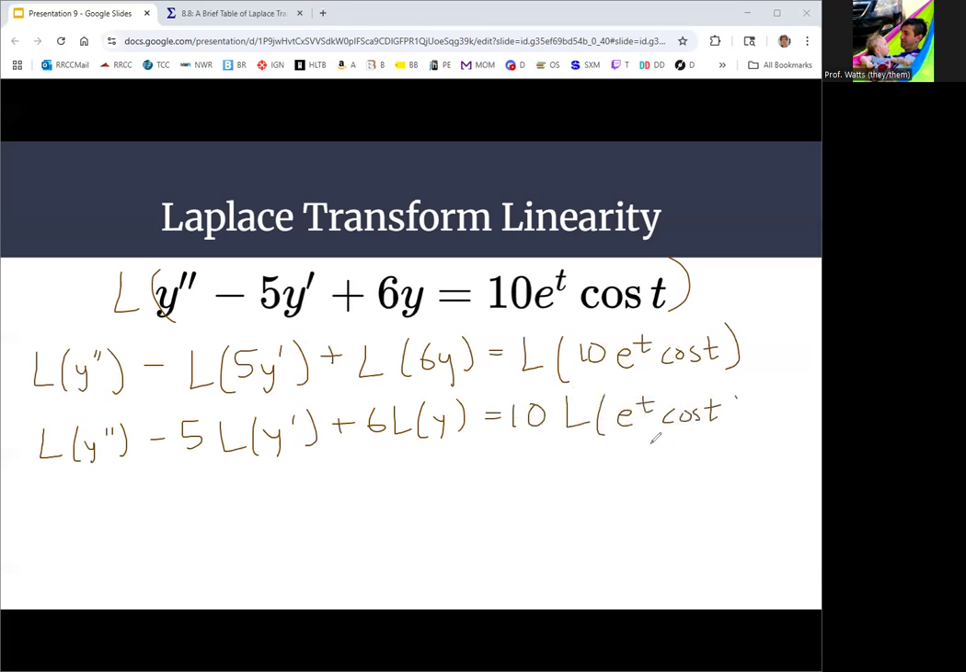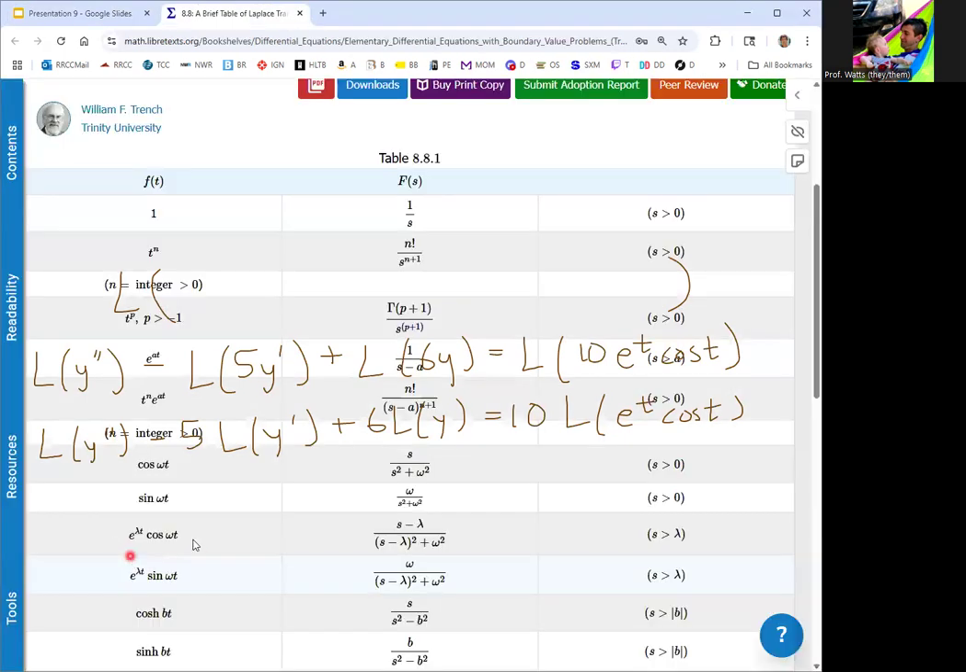Let's practice using the table to find the Laplace transform of e to the t cosine t. So we're looking for e to the t cosine t in the left column of the table. And you see here, it's written where you can have coefficients lambda and omega. Those are both 1 for us. So we'd use this formula for the result where lambda and omega are both 1.